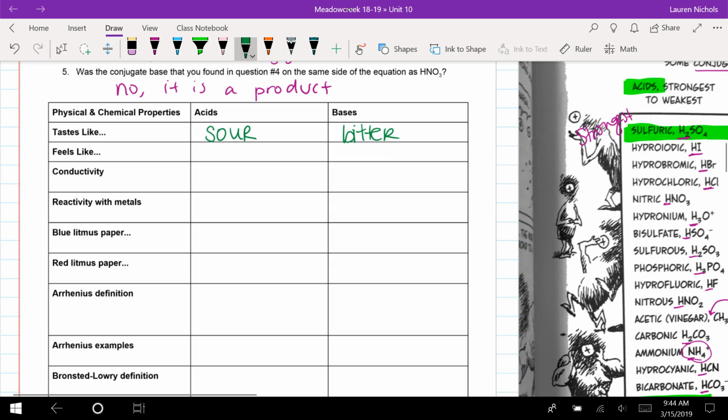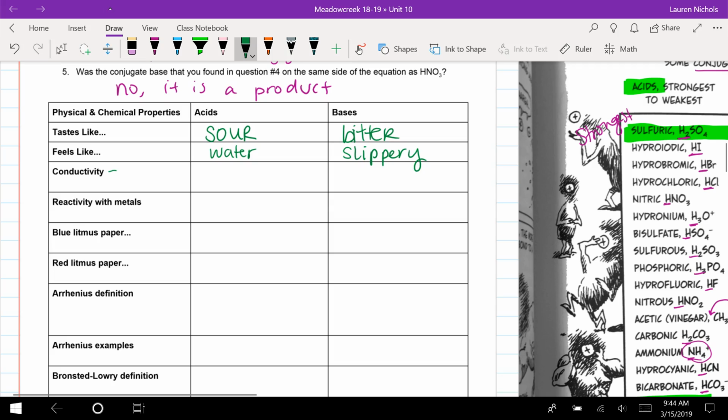And an acid is going to feel like water. If you were to get vinegar on your hand, it would just feel like normal water, but it would smell like vinegar. And a base, when you touch it, feels very slippery. This is what gives soap or bleach or any kind of cleaner that slippery feel. It is the base that is in it.